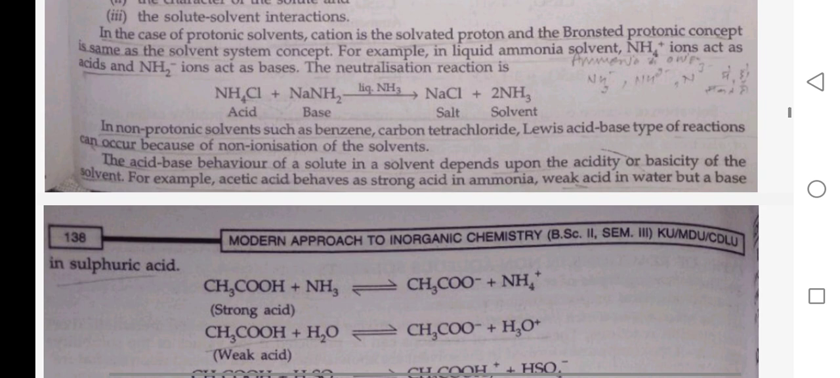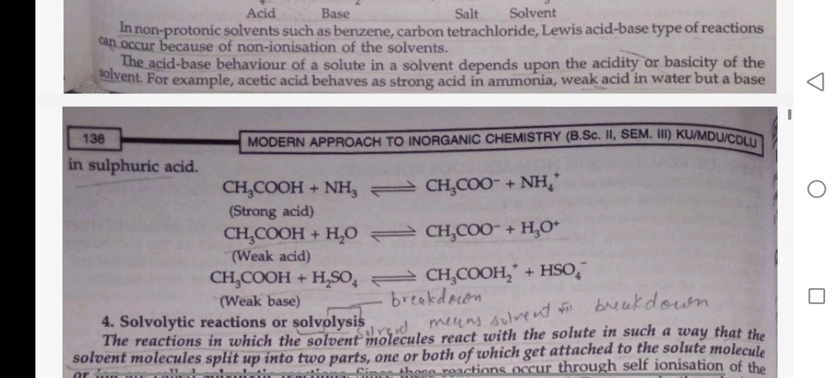In non-protonic solvents such as benzene and carbon tetrachloride, no acid-base type of reaction can occur because of non-ionization of the solvent. The acid-base behavior of a substance in a solvent depends upon the acidity or basicity of the solvent. For example, acetic acid behaves as a strong acid in ammonia, a weak acid in water, but a base in sulfuric acid.